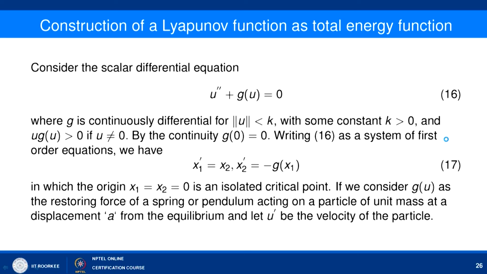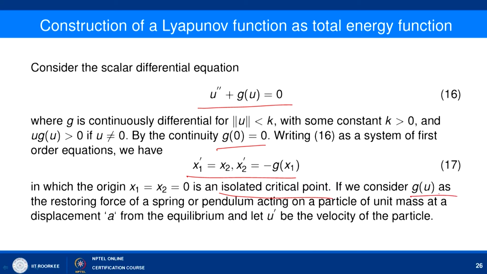Now, by continuity g of 0 equal to 0, and we can write down this system 16 as x1 dash equal to x2 and x2 dash equal to minus g of x1. So, we can write the scalar differential equation as a system like this, in which x1 and x2 equal to 0 is an isolated critical point.